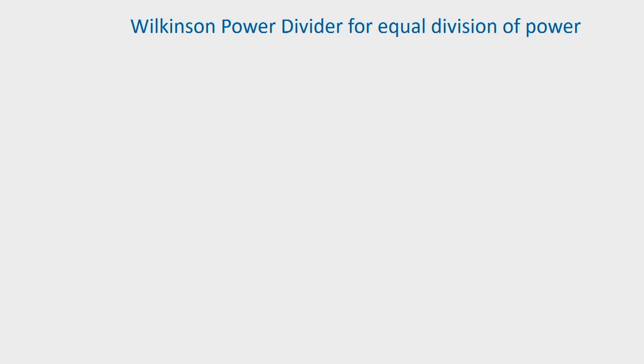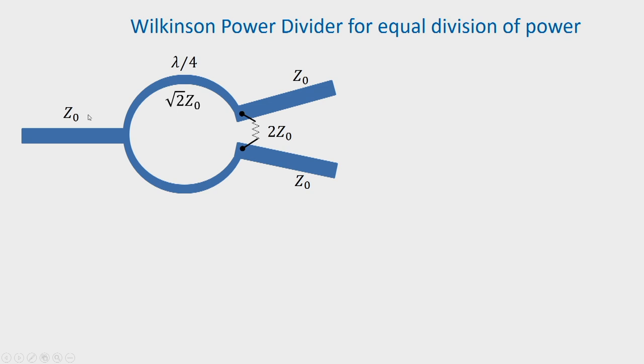So, in the basic form, here we are showing a planar version of a Wilkinson power divider. It is an equal power divider. We have three ports. This is the input port, and these two are the output ports, and all three ports have characteristic impedance Z naught. Now, these two sections are lambda by 4 sections, and each of these sections has characteristic impedance root 2 Z naught. Between the two output ports, we have a resistance 2 Z naught connected.